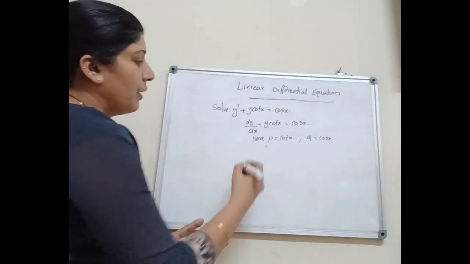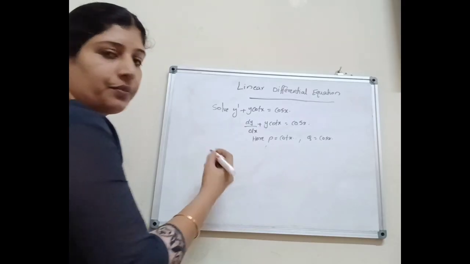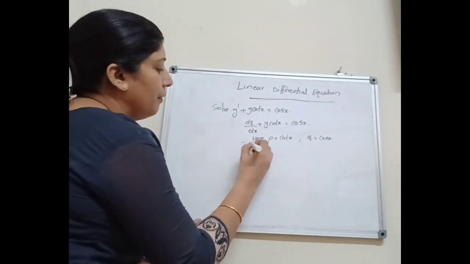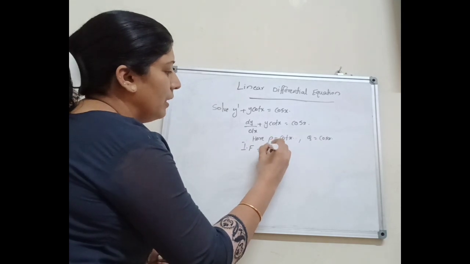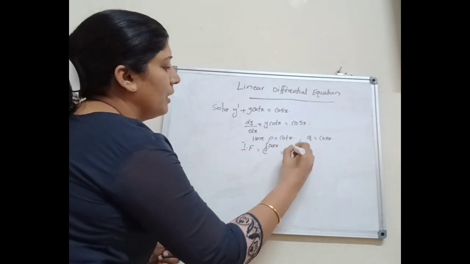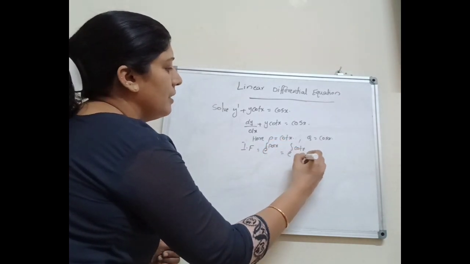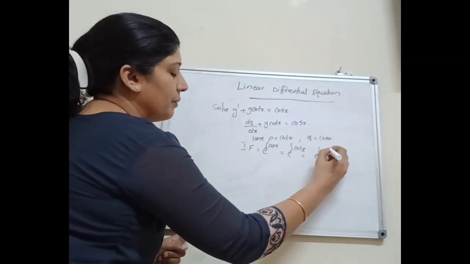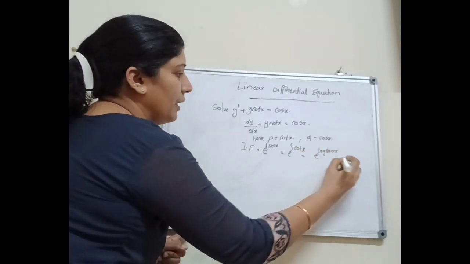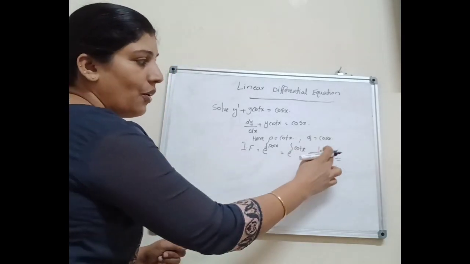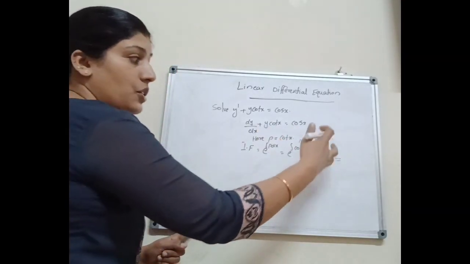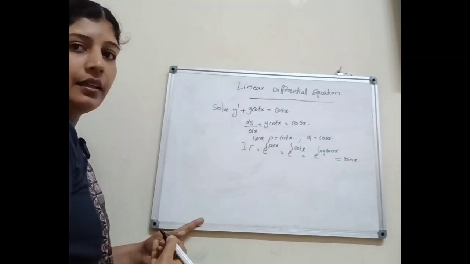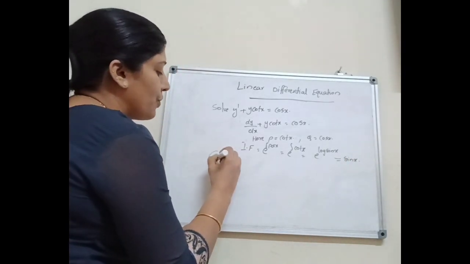Then next we have to find the integrating factor, that is e raised to integral p dx. The integrating factor equals e raised to integral p dx, it is equal to e raised to integral cot x, that is equal to e raised to log sin x, since integral cot x is log sin x. Therefore, e raised to log sin x is sin x. Then next we have to find the general solution.